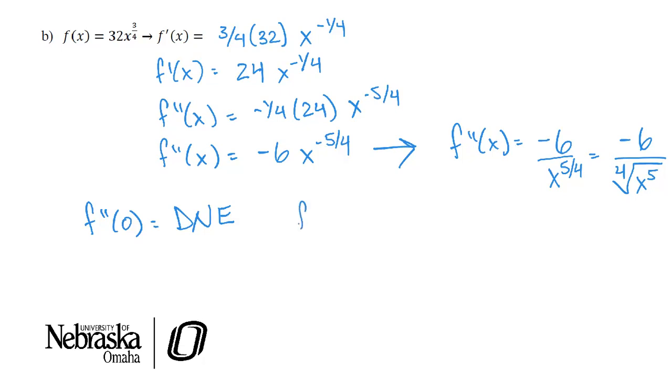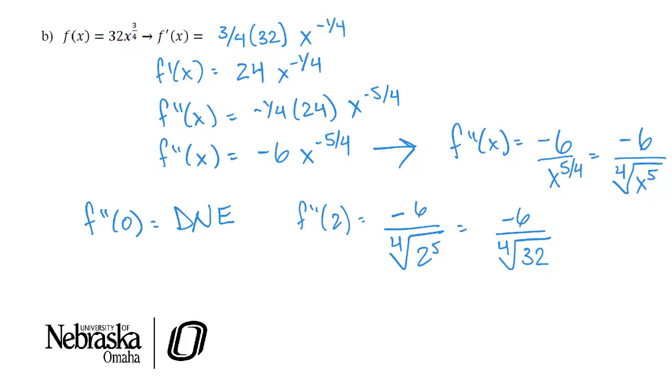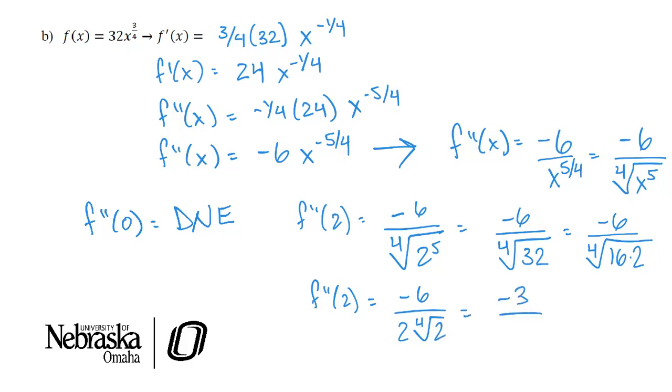So let's find it at 2. If we plug a 2 in, we would have negative 6 over the 4th root of 2 to the 5th. So that would be the 4th root of 32. And 32 is equal to 16 times 2. The 4th root of 16 is simply 2. Keep simplifying. We would get negative 6 over 2 times 4th root of 2, which could be simplified to negative 3 over the 4th root of 2. Lots of algebra review.